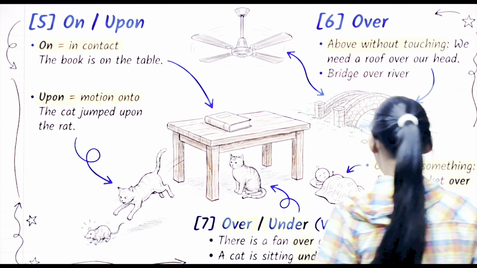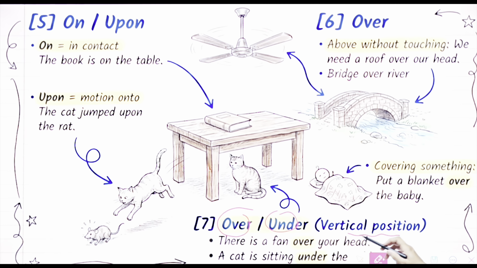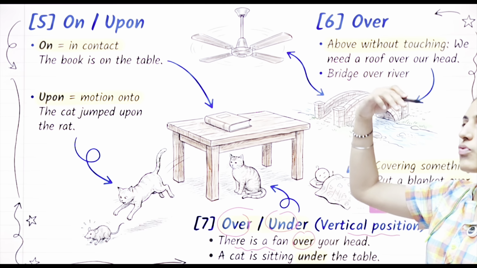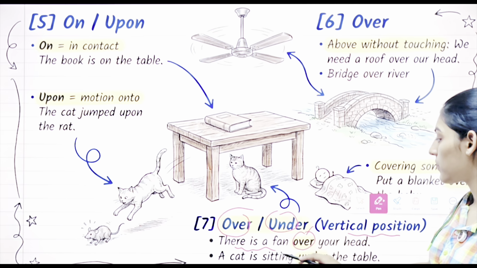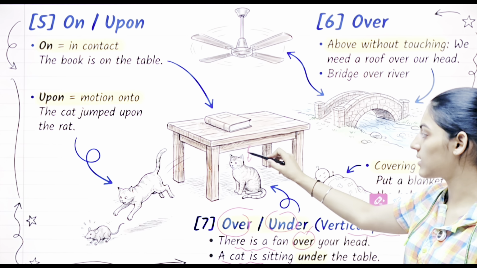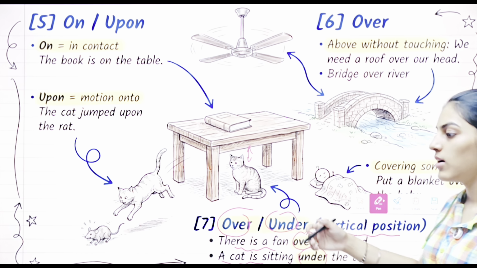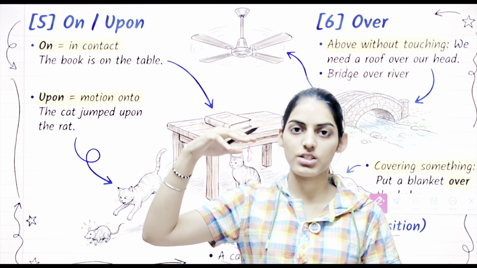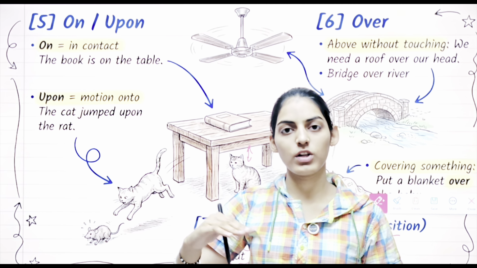All right. Now over and under. Whenever we have vertical position, with that we will use accordingly. For example, there is a fan over our head. So fan is over our head. Over, vertical direction, so we will use over. Then we have a cat is sitting under the table. So we have vertical position, with that we have used under. Since we are the initial point, according to us we will have the changes. If something is above us, we will use over, and something is below, we will use under.